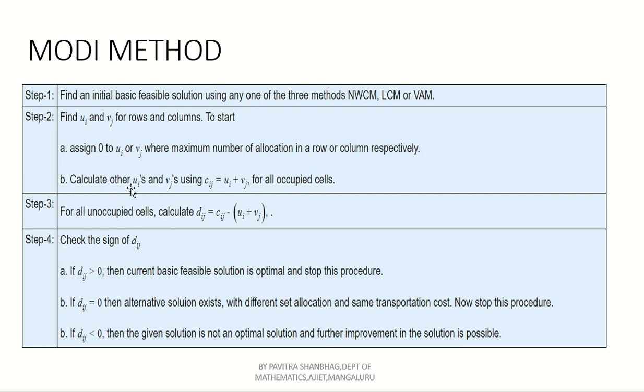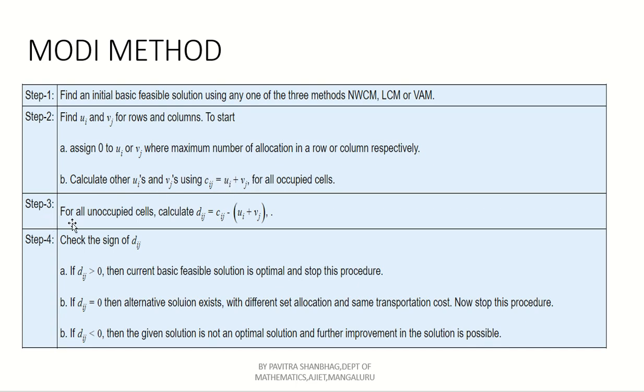Now calculate the other Uis and Vjs using Cij equal to Ui plus Vj for all occupied cells. That is, you have to find the remaining Ui and Vjs by using the formula Cij equal to Ui plus Vj. What is meant by Cij? Suppose C23, that is nothing but U2 plus V3. Like that we have to find.